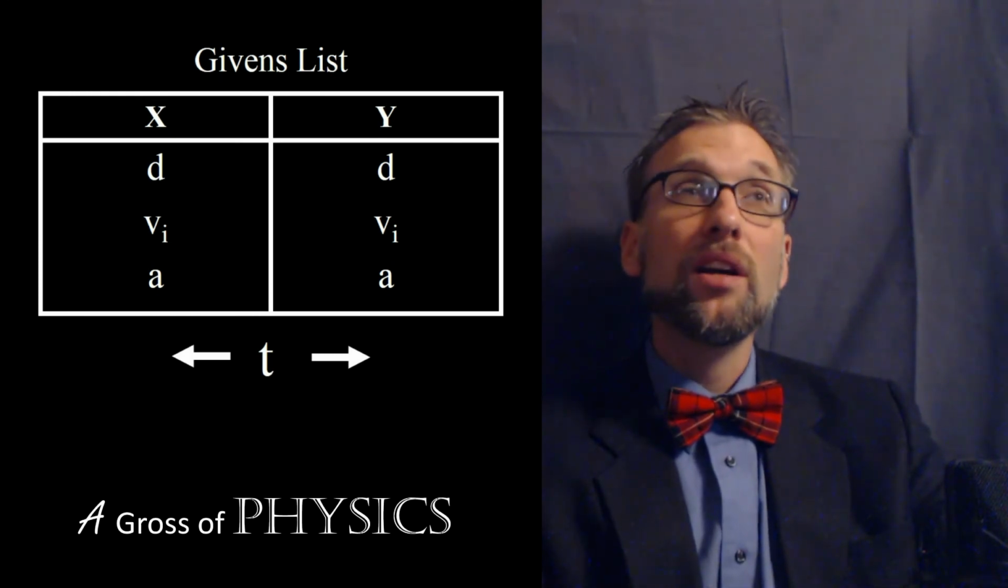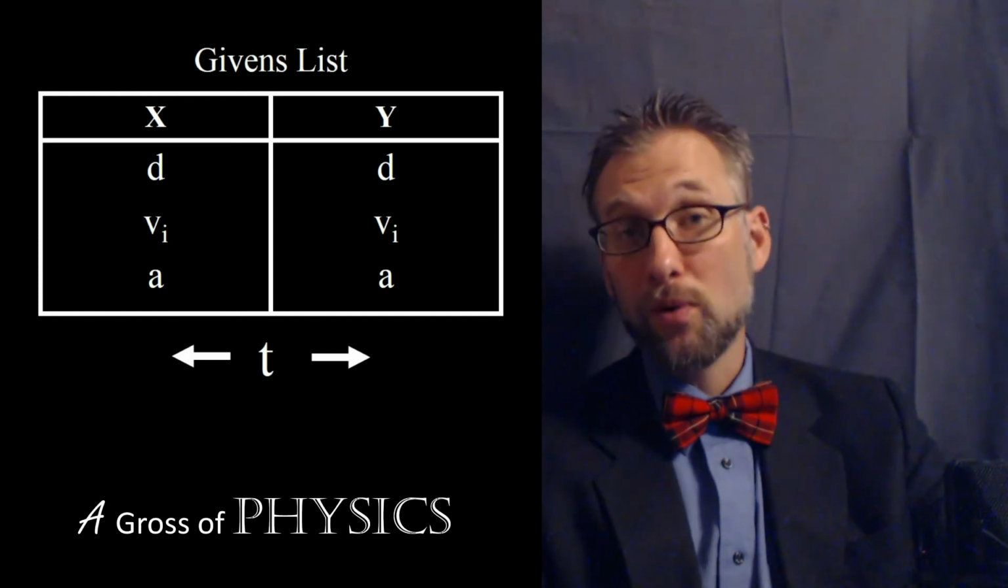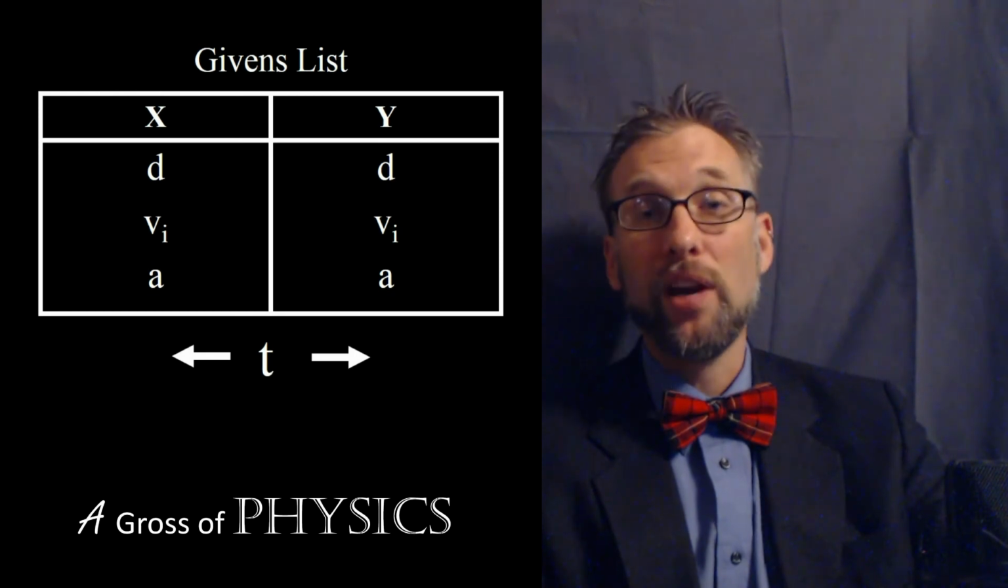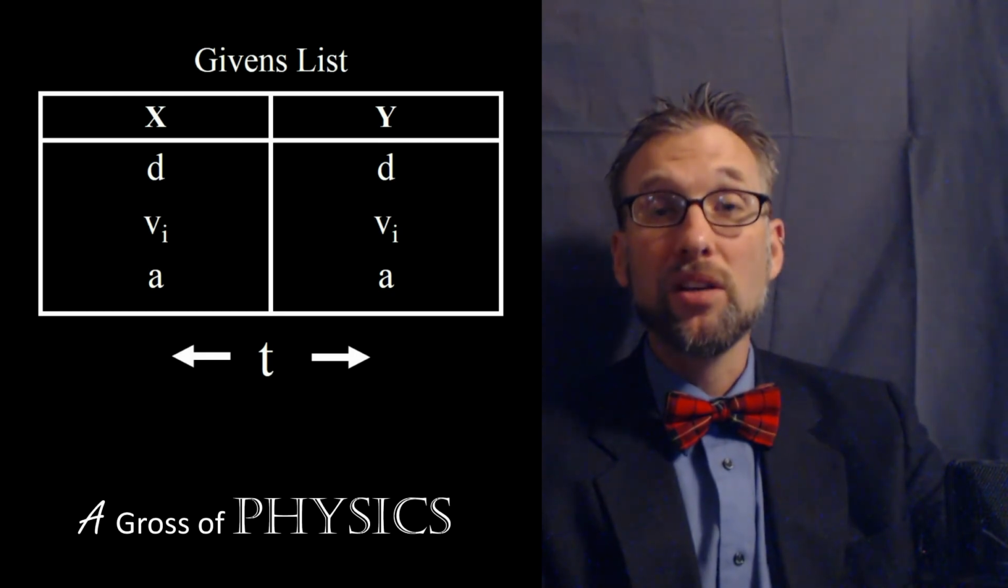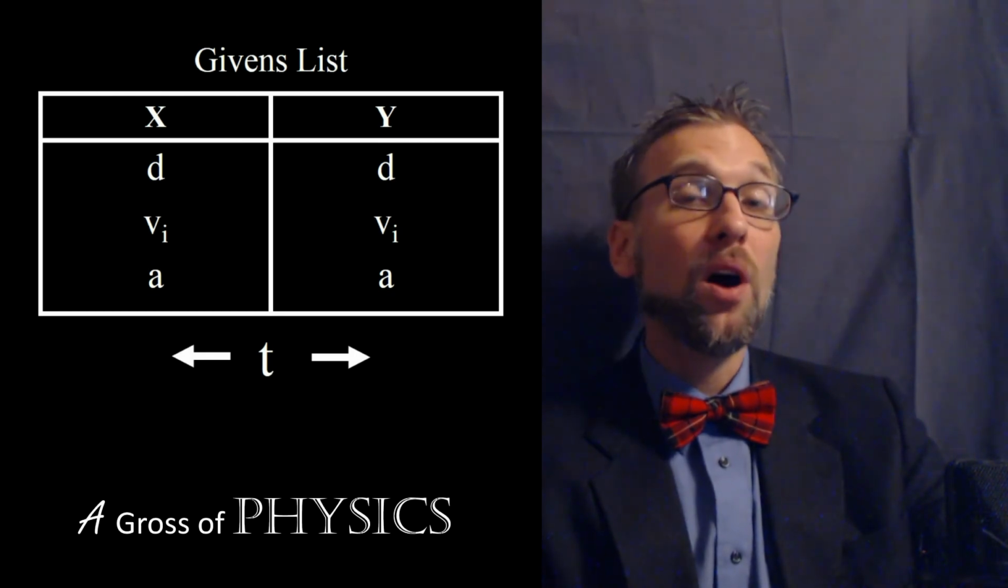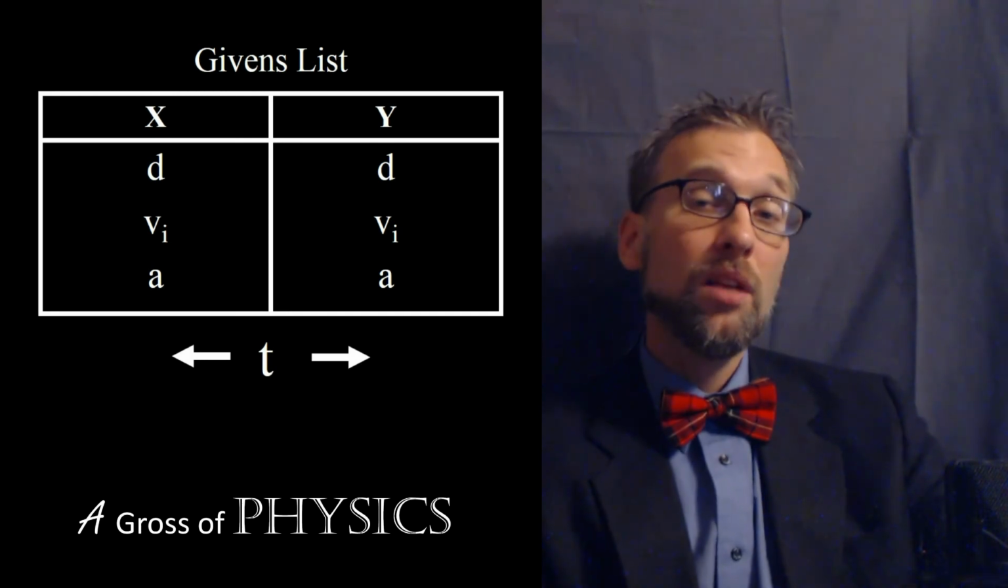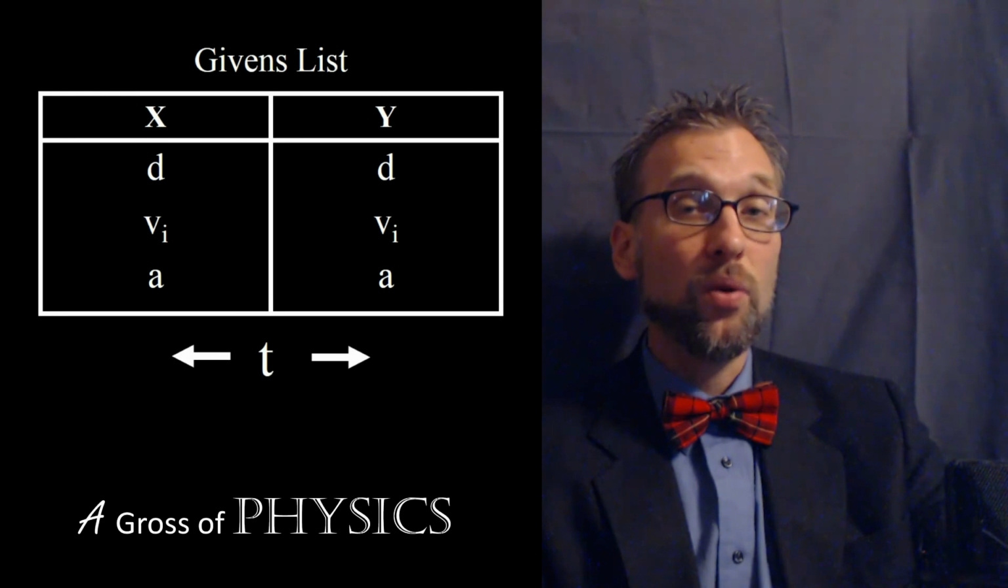Some variables that are going to be common to most problems. In the x direction, we're normally going to have no acceleration, so ax will often be 0. And in the y direction, we're often going to have the acceleration of gravity on the Earth, so it's going to be negative 9.8 meters per second squared.